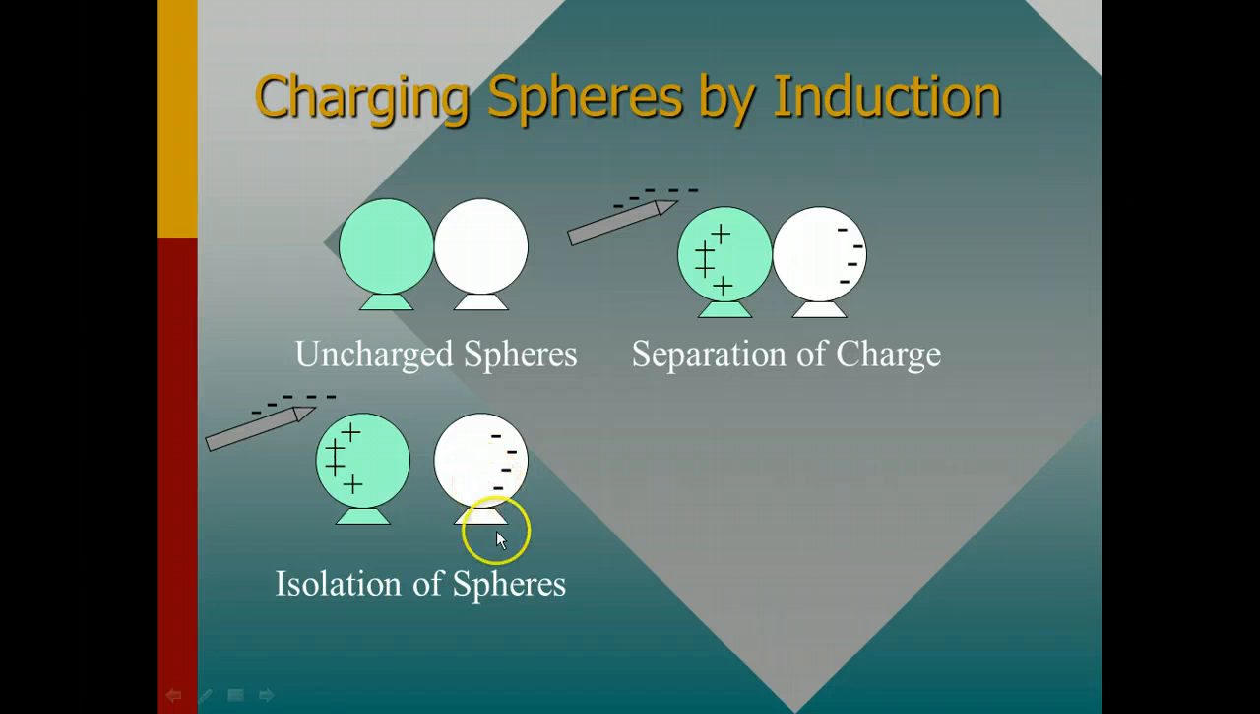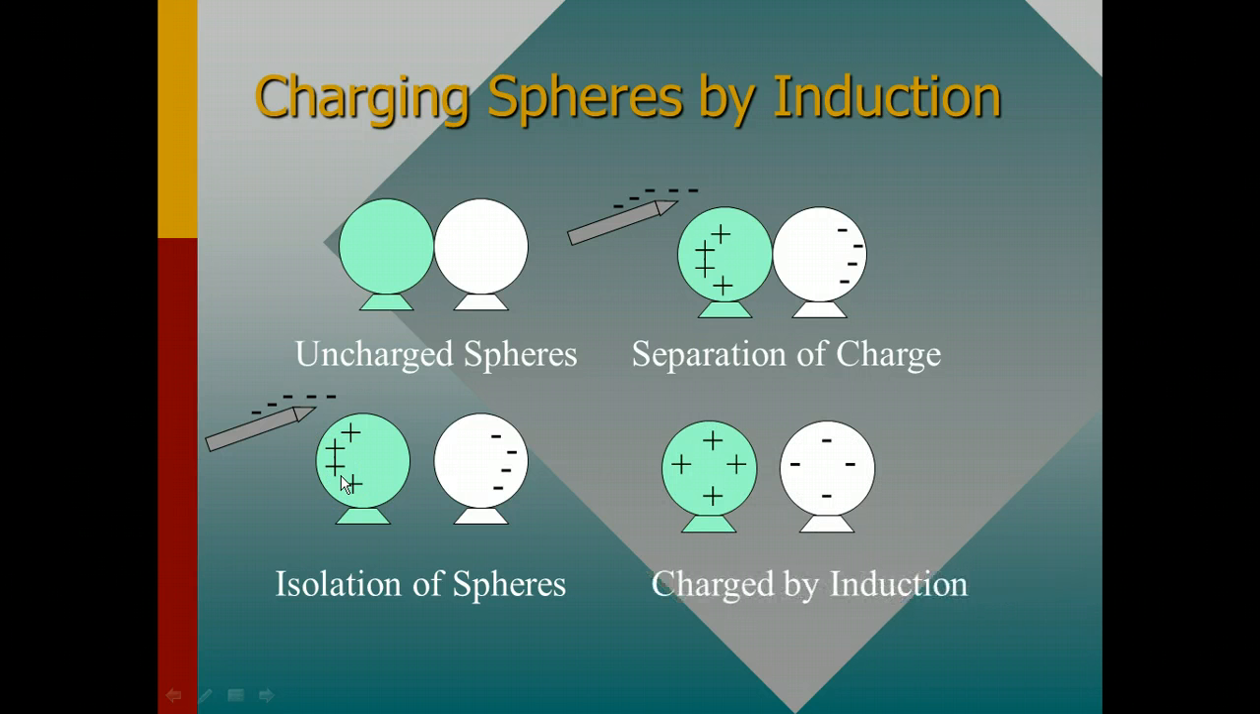we isolate those spheres, we move them apart from each other, keeping this negatively charged object here, right? And then we take away the rod, and now we have a net positively charged sphere on the left, the blue one, and a net negatively charged sphere on the right, the white one. Positive and negative. We didn't actually have any excess charge between these two. The total sum of the charges between these two spheres is still 0, right? That's represented by the 4 pluses here and the 4 minuses here. But what happened? We separated those charges, we isolated the spheres, and now we have two different charged objects.